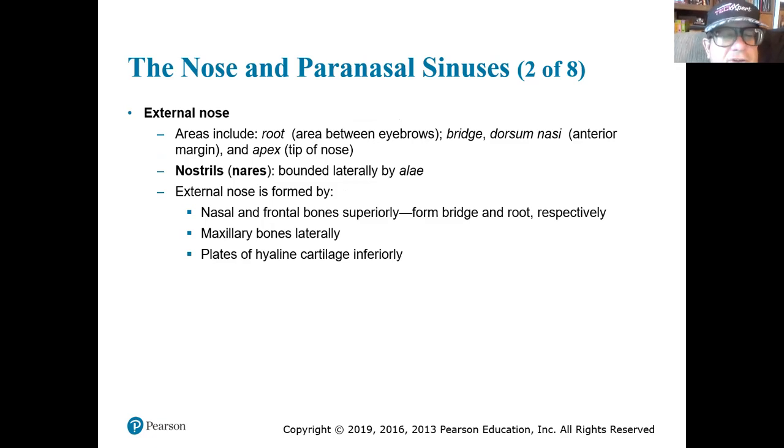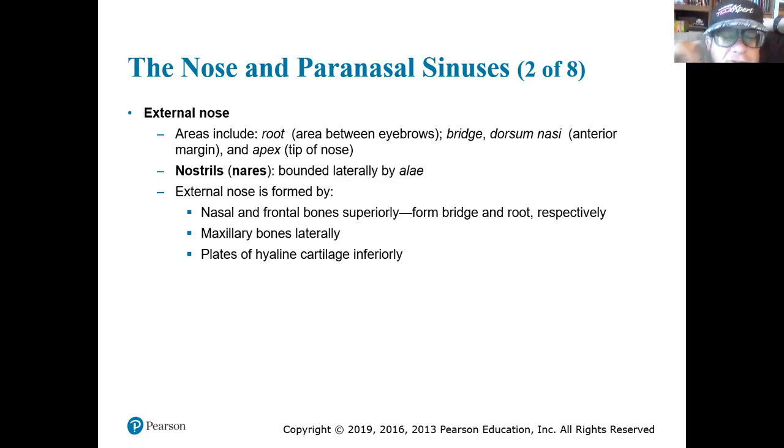Okay, so the external nose, we have the root of the nose. That's the area up here between the eyebrows where my glasses are sitting. It includes the bridge, the dorsal surface of the nose, the anterior margin, that means the front, and the apex, the tip. So great. Then we have the nostrils, also called nares. These are the holes right there. These little grooves are the alae.